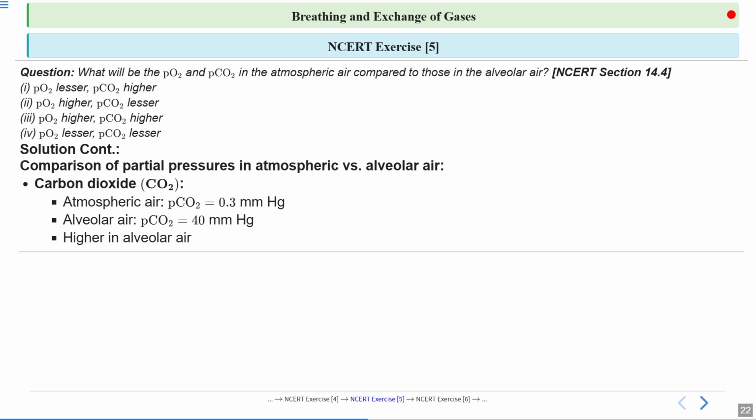So knowing this, why is this question important? Because by knowing where the partial pressure of carbon dioxide is high and where the oxygen is high, you will be able to know how this partial pressure is helping in the exchange of gases.